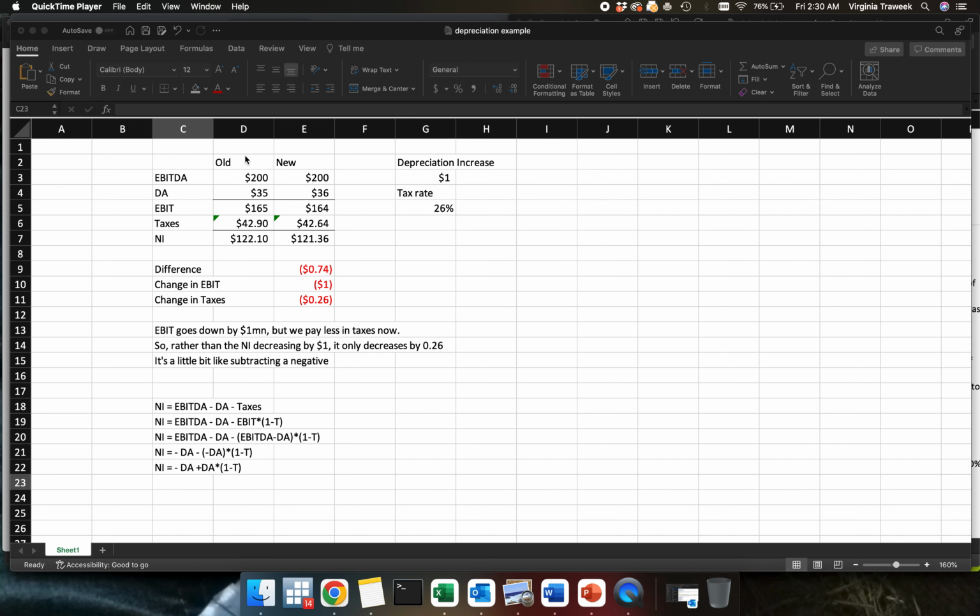So this is the old income statement, and this is the new income statement right here. And you see that depreciation increases, so 35 to 36. I just added one there. All right, so what happens to EBIT?